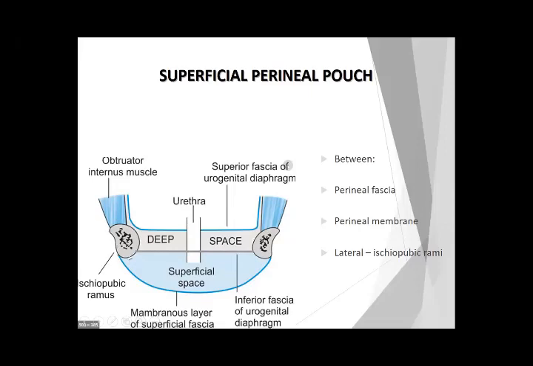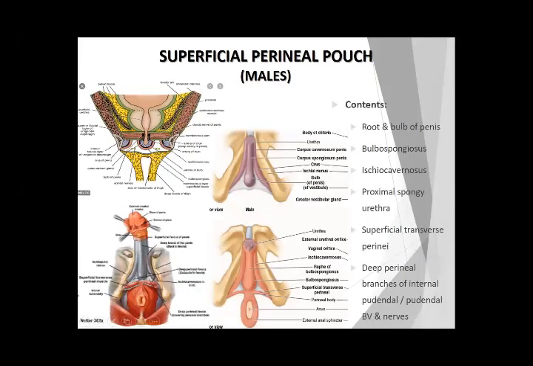क्योंकि पेरिनियल मेम्ब्रेन हमने अभी डिस्कस किया था, इसकी tuberosity is big. So the space between the perineal membrane, ischiopubic rami, and the perineal fascia, this space is the superficial perineal pouch. Now, इनके contents in the males and females are different.